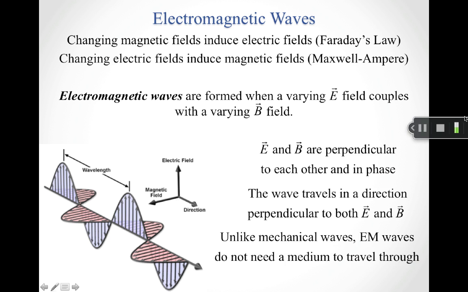Three, unlike mechanical waves, electromagnetic waves do not need a medium to travel through. Right? So we said mechanical waves, whatever kind there were. If you want to talk about water waves, it had to have a medium of water. You want to talk about sound, you need a medium of air. Mechanical waves need a medium to travel through. Electromagnetic waves don't. They don't need a medium because basically this coupled oscillation allows them to sort of propagate on their own without needing something to travel through.